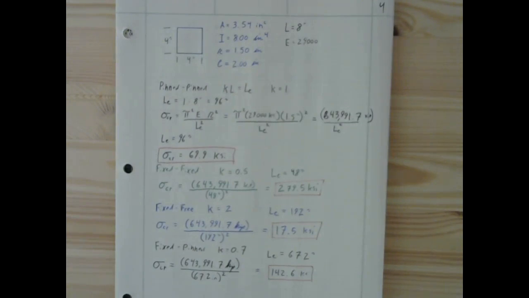Welcome to the fourth and final video on buckling. In this one, we'll go through a quick example looking at a column of a fixed length, but we'll look at different boundary conditions it can have and how that will affect the buckling stress.